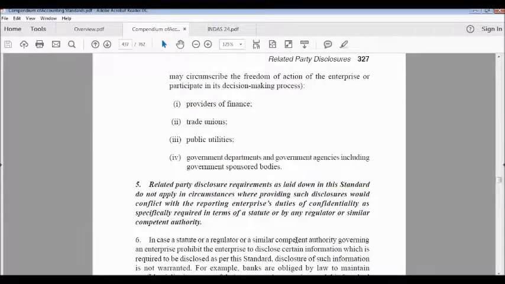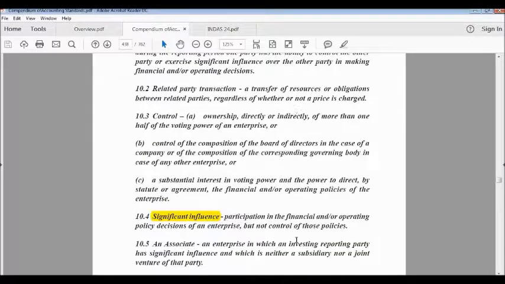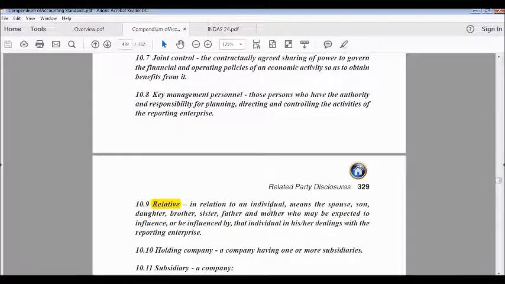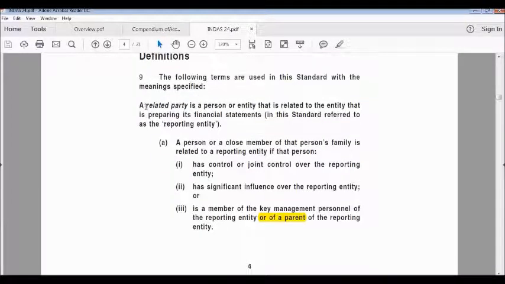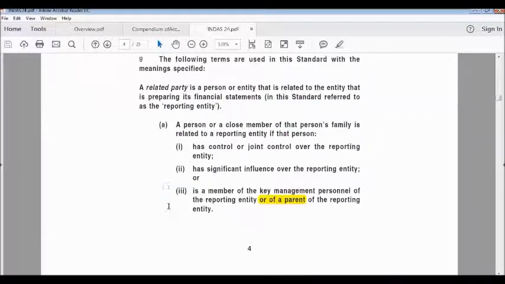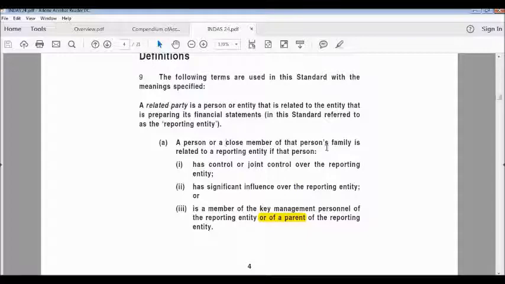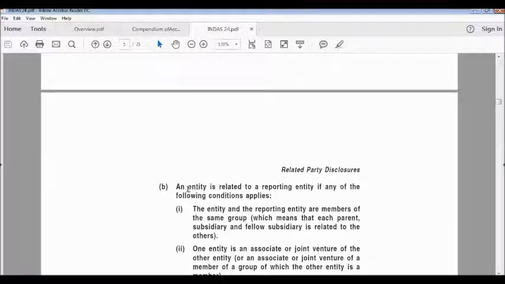So let's take a look at the definition of relative under existing Accounting Standard 18. It says relative, in relation to an individual, means a spouse, son, daughter, brother, sister, father and mother who may be expected to influence or be influenced by that individual in his or her dealing with the reporting enterprise. That is the Ind AS 24, and the related party in this is divided into two categories, A and B. The first category is a person or close member of that person's family, who is related to the reporting entity in these three cases, and the next case is about the entity.